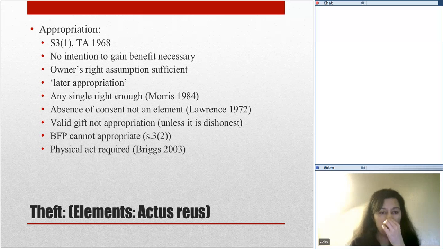Now, what is a BFP, the bona fide purchaser? Does anybody know what a BFP is? Does anybody know? We haven't gone through that one yet in criminal. Anyone?